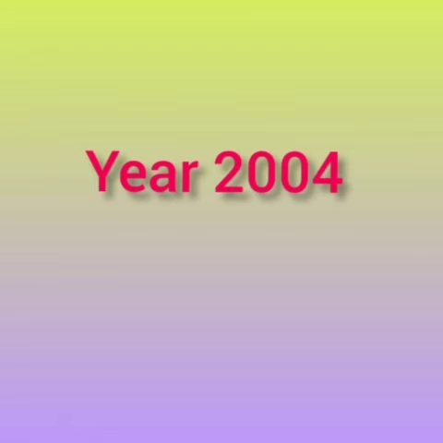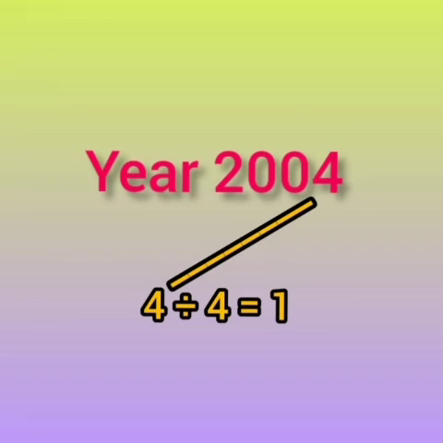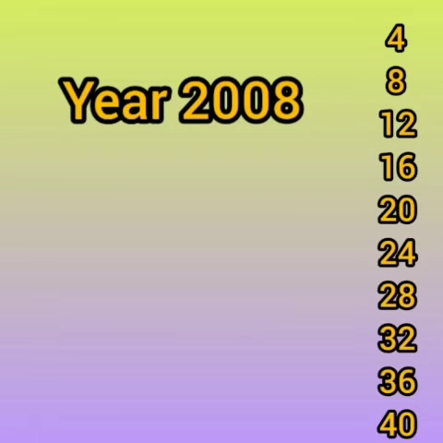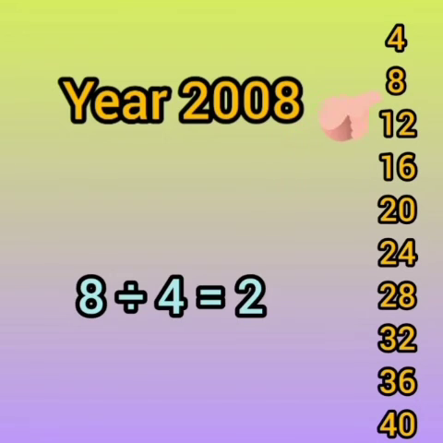Year 2004 is divisible by 4. Observe the unit place. You can easily recognize the leap year. Does 4 come in the table of 4? Yes, teacher. As 4 is in the unit place, 2004 is a leap year. Year 2008. Look at the unit place. 8 is also divisible by 4. Year 2008 is also a leap year.